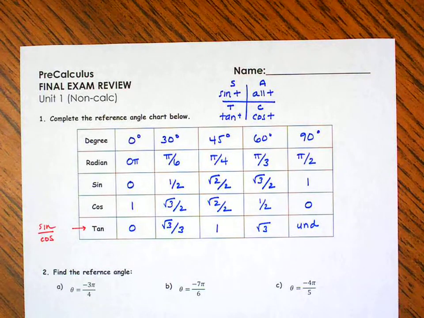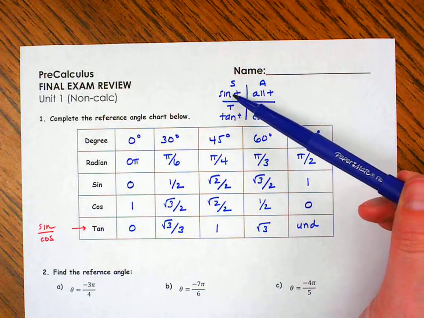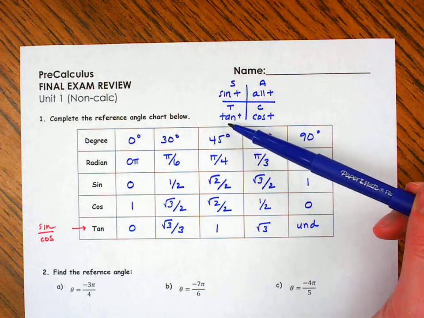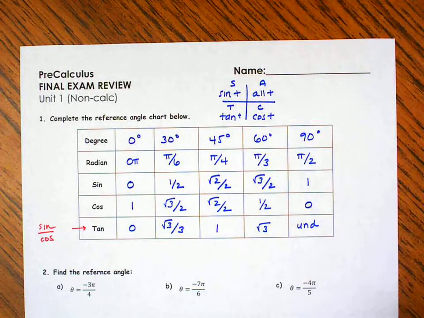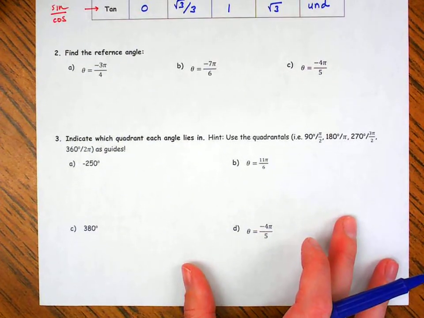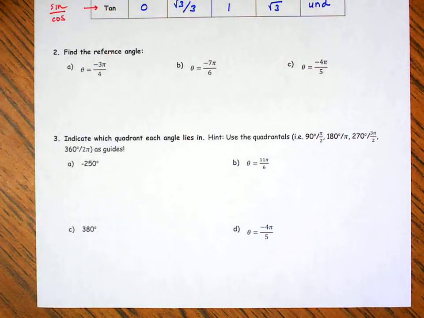Now, the reciprocals would be too. So if sine is positive, cosecant is positive. If tangent is positive, cotangent is positive. And then if cosine is positive, secant is going to be positive. Okay? So let's jump down and review. You might need to look at your table later.